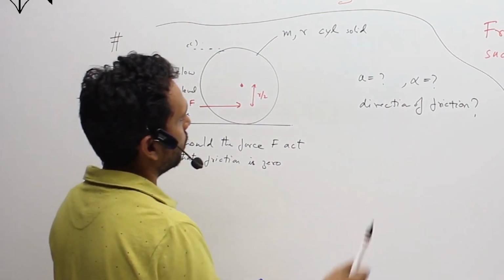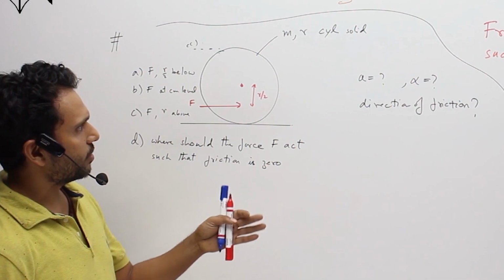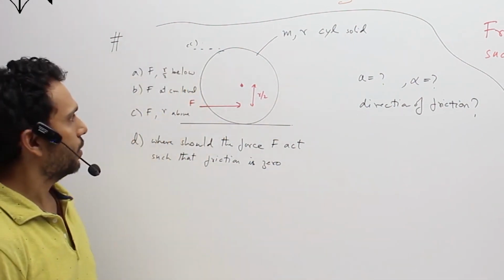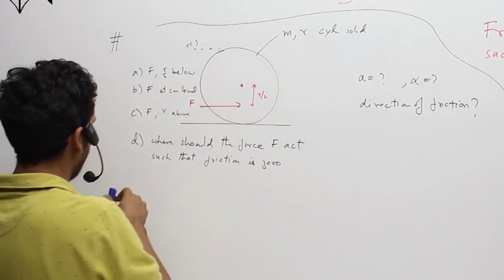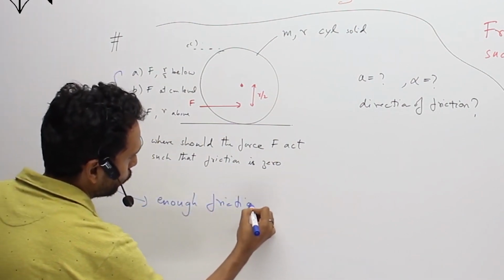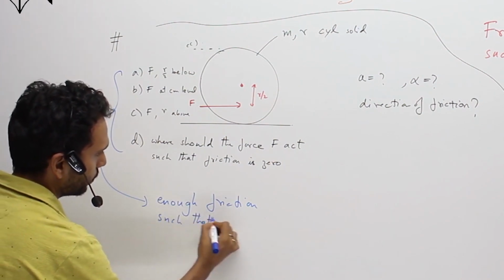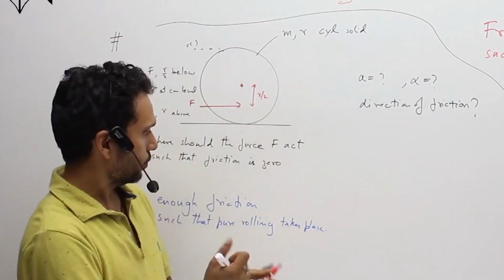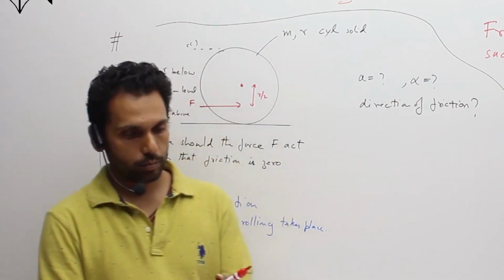Acceleration and alpha will be related or not. So if I say that there is enough friction such that pure rolling happens, then you relate alpha and a. There is enough friction. So let me, in all these cases, let me write enough friction such that pure rolling takes place. So try to do the question as fast as possible.